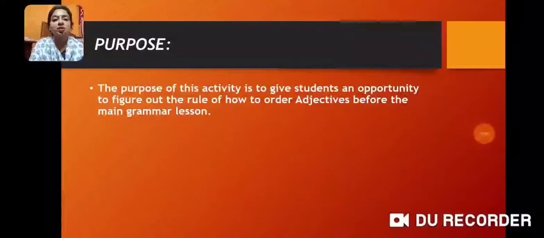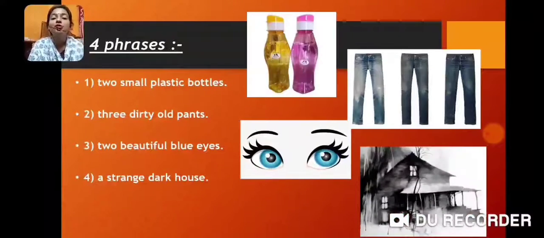So students, I am going to provide you a worksheet containing 4 phrases. Okay, now let us look at the phrases. 2 small plastic bottles, 3 dirty old pants, 2 beautiful blue eyes, a strange dark house. You can notice that I have not put any commas. So we don't have to worry about commas. We only need to focus on the order of adjectives.